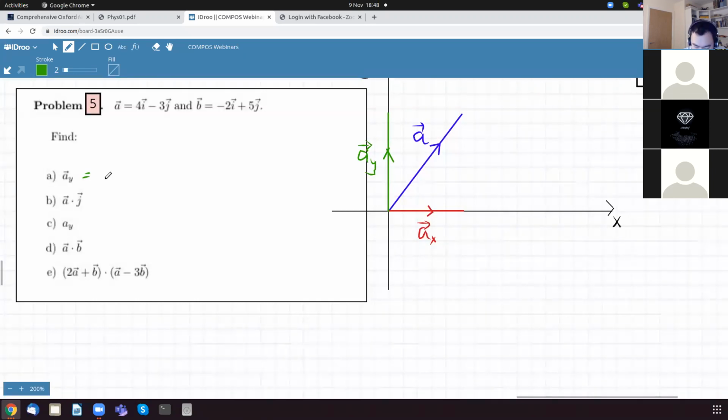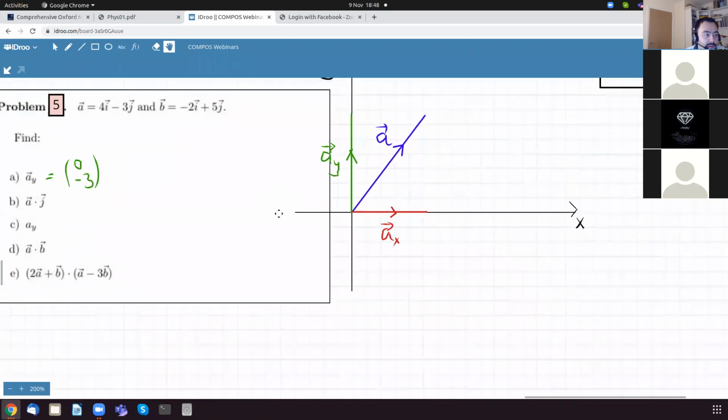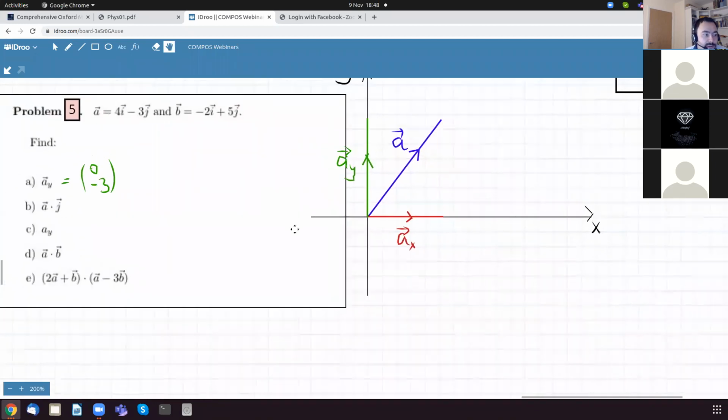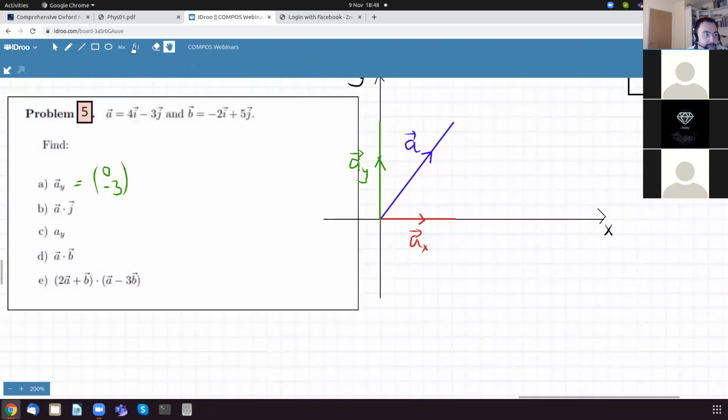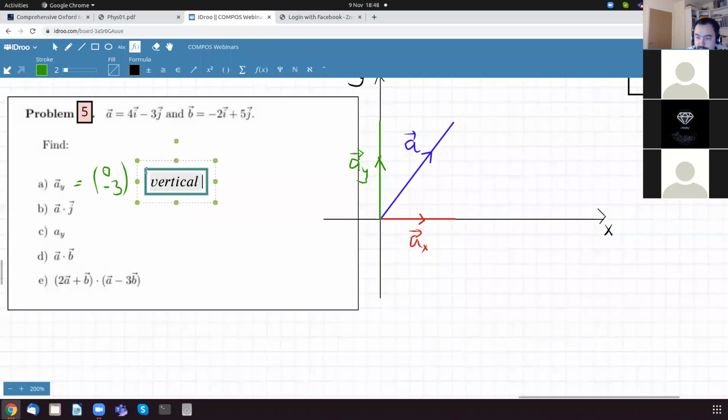AY is a vector, so it's going to be 0, minus 3. 0, minus 3. Because it's 4, minus 3j. So it's the vertical component. It's the vertical component.